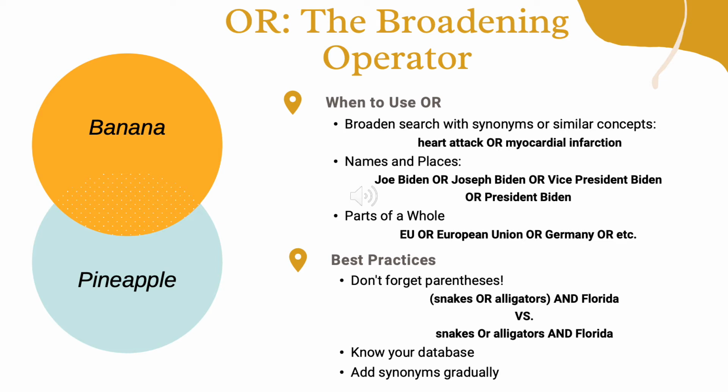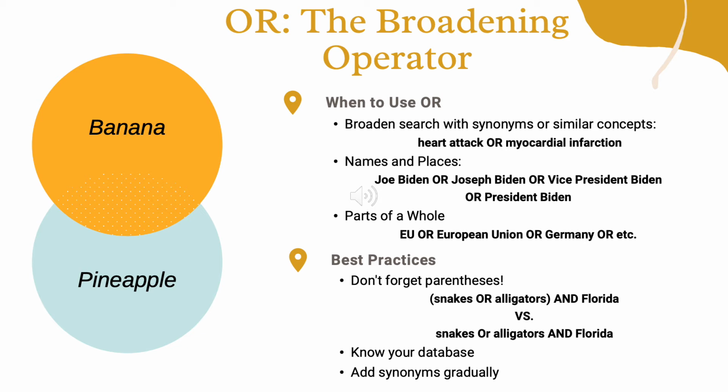OR is also helpful when a name, either a person or a place, may be represented in many different ways. For example, Joe Biden may be referred to as Joseph Biden, or Vice President Biden, or President Biden. Finally, OR can be useful to include parts of a whole in a search. If researching the EU, a user might want to search EU, OR European Union, OR Germany, and continue ORing on all the countries in the EU.